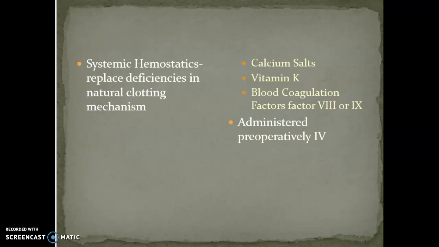Systemic coagulants replenish deficiencies in the natural clotting mechanism. Most of the time, they are administered preoperatively. They are used to replace calcium, vitamin K, and some of the coagulation factors in our blood. Examples of deficiencies would be hemophilia, when your blood doesn't clot due to not having clotting factors or clotting proteins. This is due to hereditary vitamin K deficiencies.